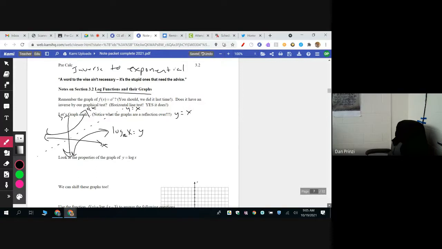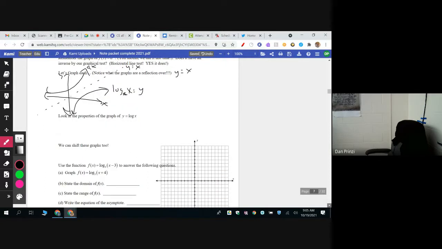You can reflect over y equals x. They are inverses of each other. Let's look at the properties. First off, remember the properties of a to the x that we talked about last time. What was the domain from last time? Can anyone tell me the domain? Negative infinity to infinity. The range was 0 to infinity, right? It passed through this point, which is 0, 1.